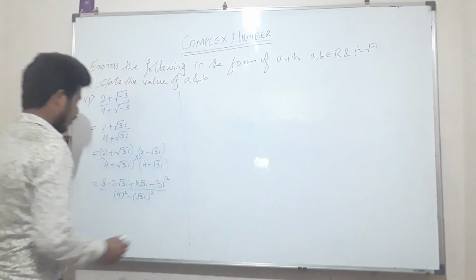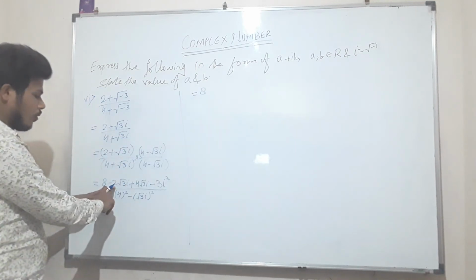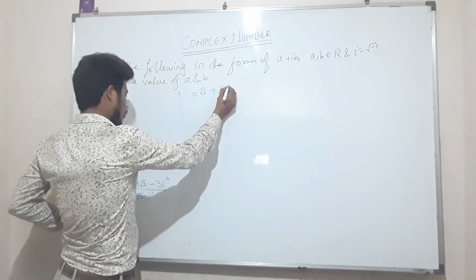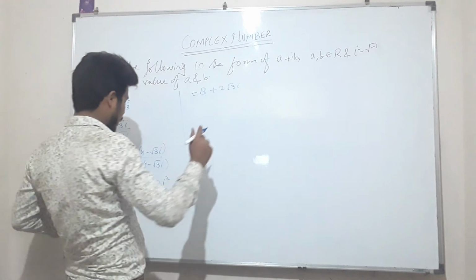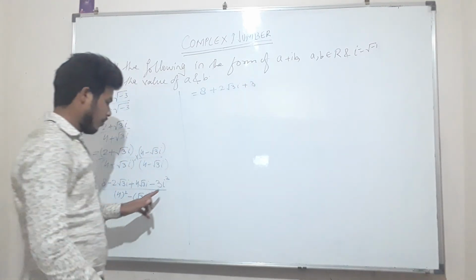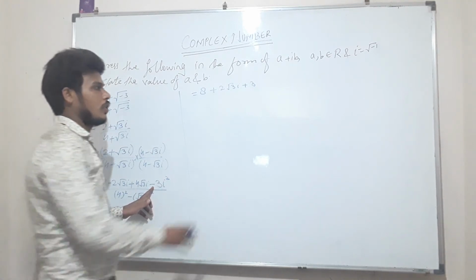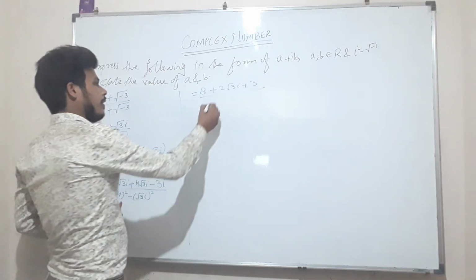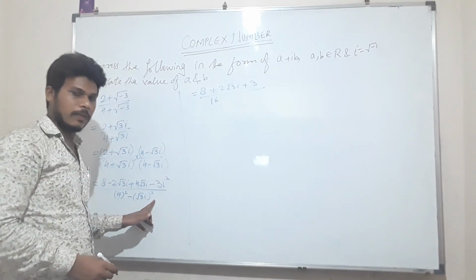So it is 8 minus 2 root 3 plus 4 root 3, which is nothing but plus 2 root 3i, because 4 minus 2 is 2. And i square is minus 1, so it will be plus 3, because minus 1 into minus 3 is plus 3, so we can directly write plus 3.